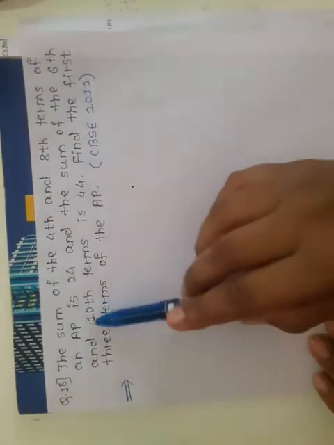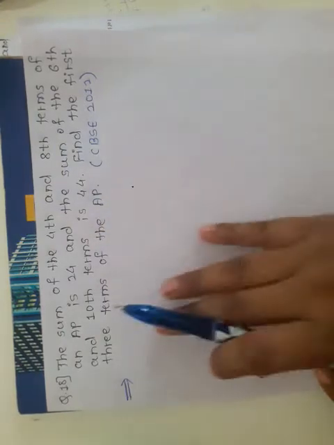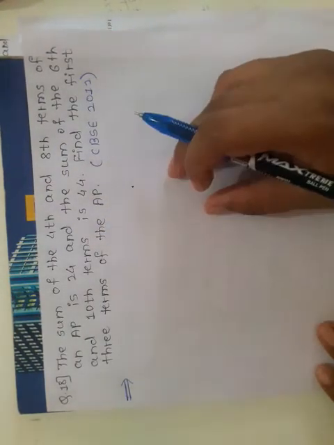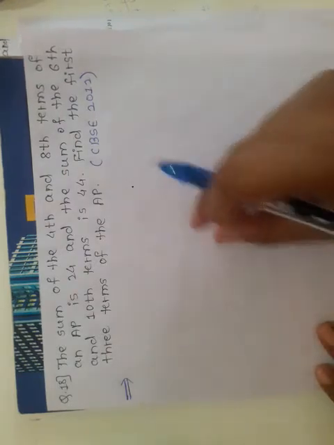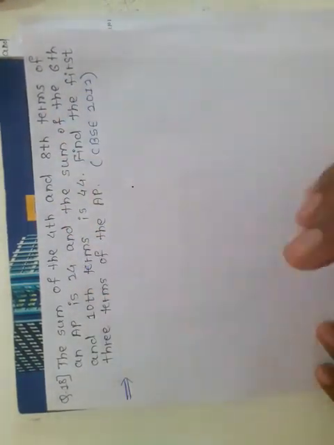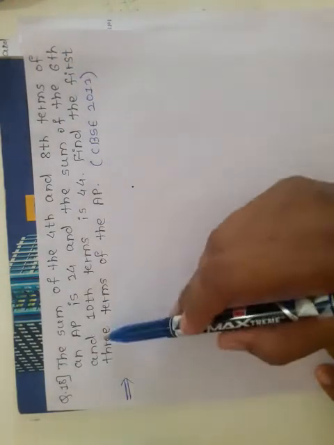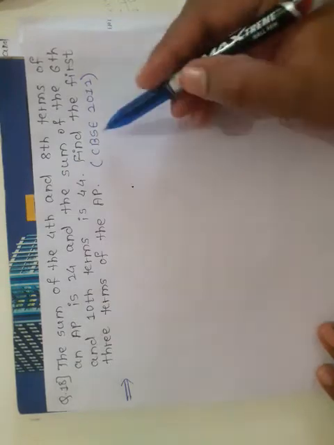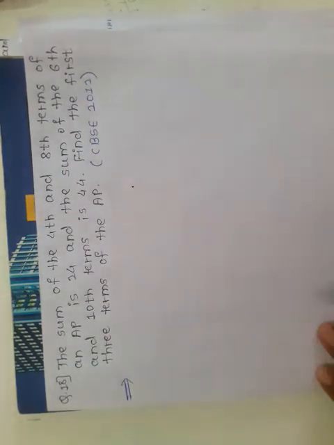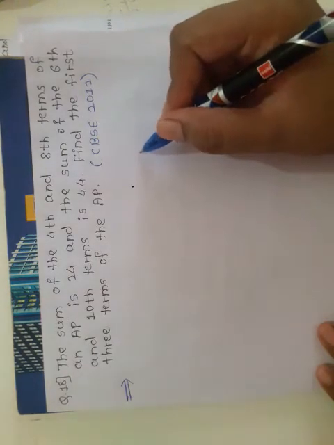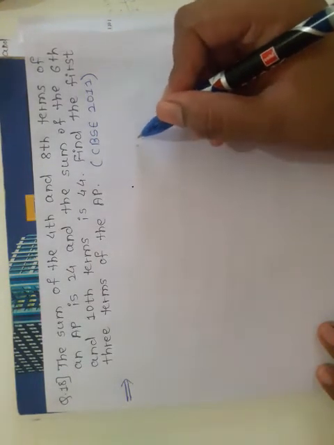So sum of fourth and eighth term means AP is not given to us, but whatever the AP is, that AP's fourth term and eighth term sum is 24, and again sixth and 10th term sum is 44. We have to find out the first three terms of an AP. If it is an AP, then obviously it has first term A. That first term A we have to first find out.